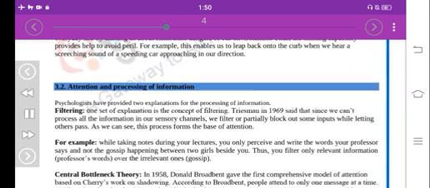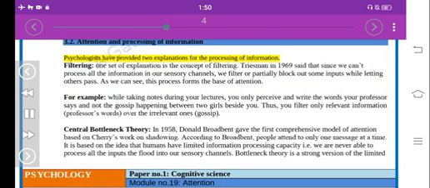3.2. Attention and processing of information. Psychologists have provided two explanations for the processing of information. Filtering. One set of explanation is the concept of filtering. Treisman in 1969 said that since we can't process all the information in our sensory channels, we filter or partially block out some inputs while letting others pass. As we can see, this process forms the base of attention. For example, while taking notes during your lectures, you only perceive and write the words your professor says and not the gossip happening between two girls beside you. Thus, you filter only relevant information, professor's words, over the irrelevant ones, gossip.